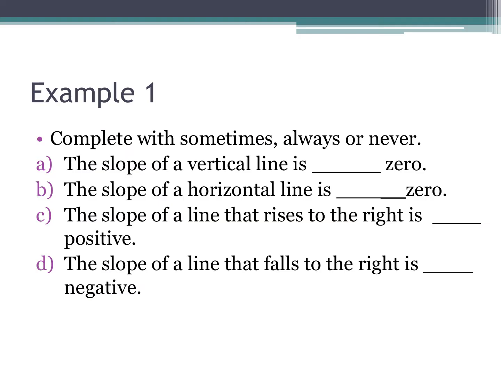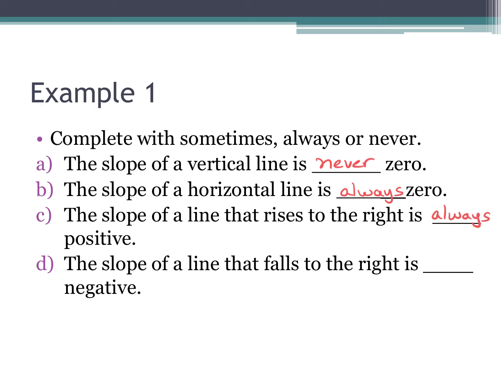Next slide. The slope of a vertical line is sometimes, always, or never 0. It will never be 0 because a vertical line is undefined. Then the slope of a horizontal line is always 0. The slope of a line that rises to the right is always positive.